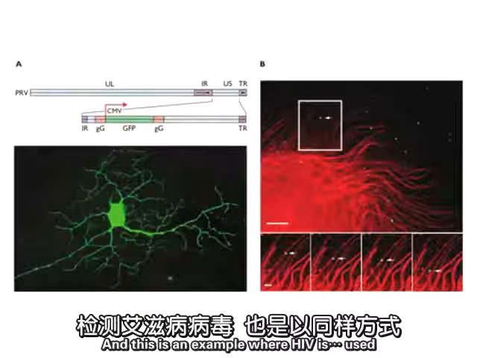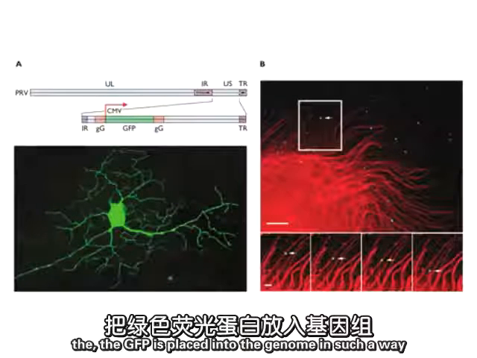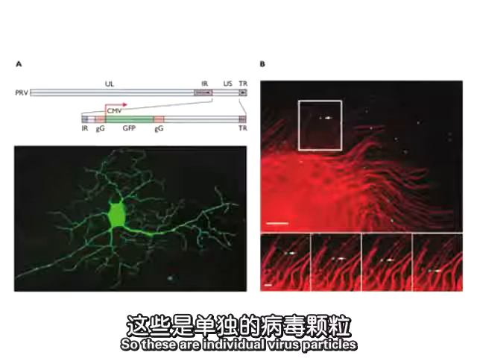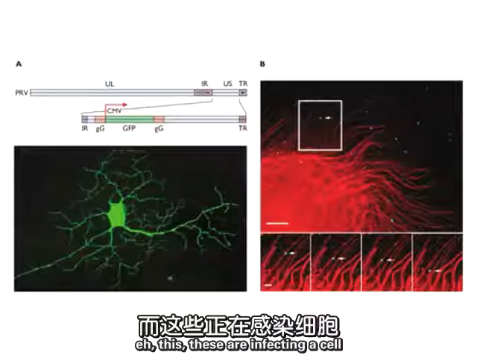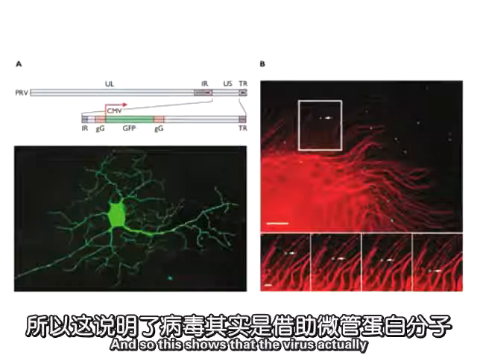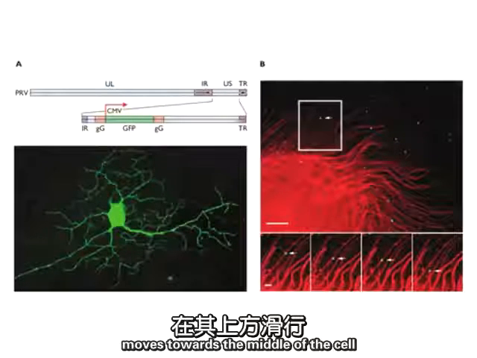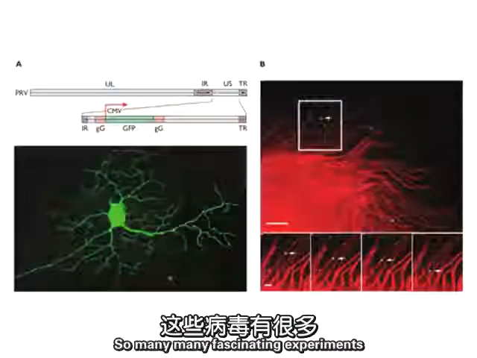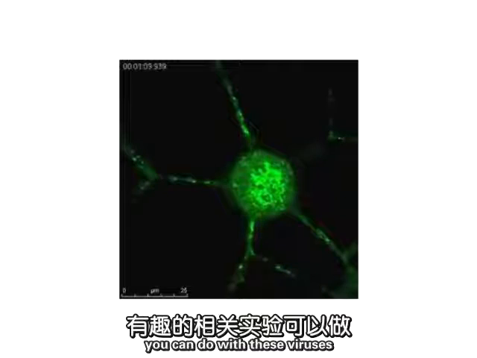And this is an example where HIV is used. The GFP is placed into the genome in such a way that the particles are now labeled green. So these are individual virus particles. These are infecting a cell. The cell is labeled with antibodies to tubulin. And so this shows that the virus actually moves towards the middle of the cell by surfing along these tubulin molecules. So many, many fascinating experiments you can do with these viruses.